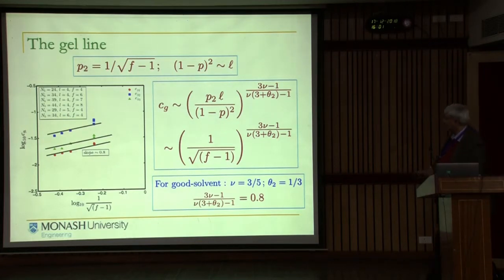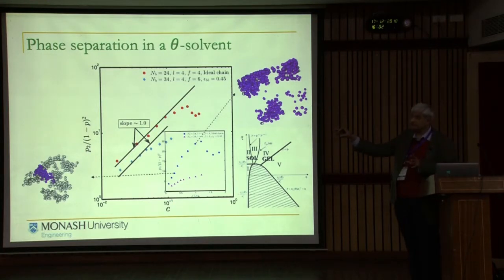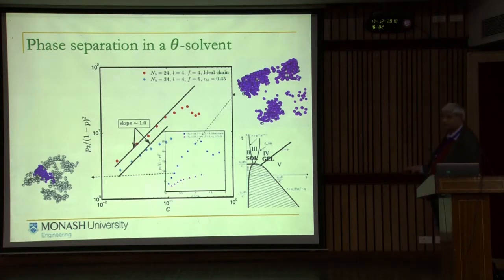So, once we do simulations with temperature dependence and sticker strength in there, we can explore the entire gel line and the phase diagram. I want to point out just a couple more slides. You remember we were doing simulations with the backbone as a theta solvent. Now, if you look at the phase diagram for associating polymer solutions, you can imagine we're somewhere in regime one. That is, it's a theta solvent for the backbone, but once you put stickers on it, it becomes a poor solvent. And it's there in regime one.